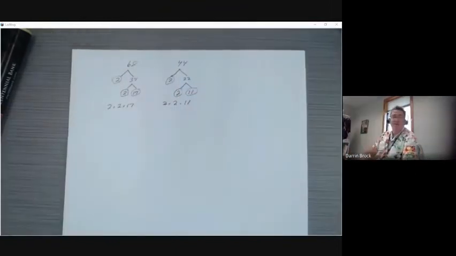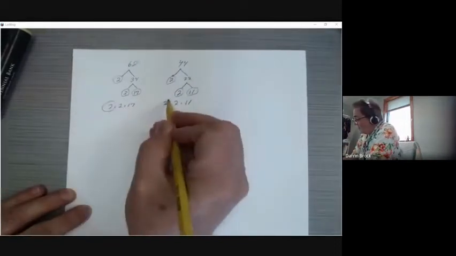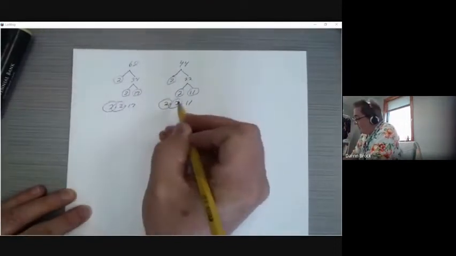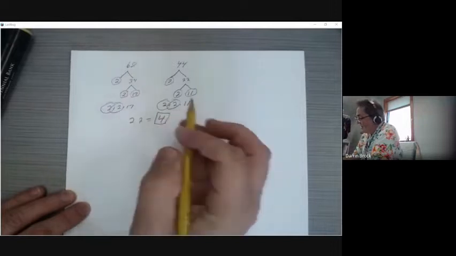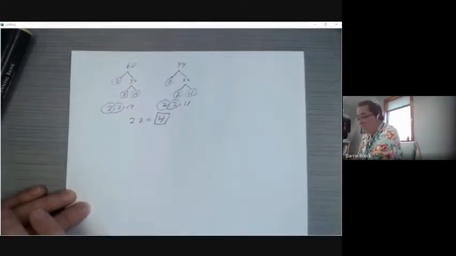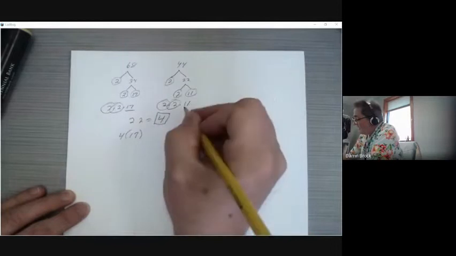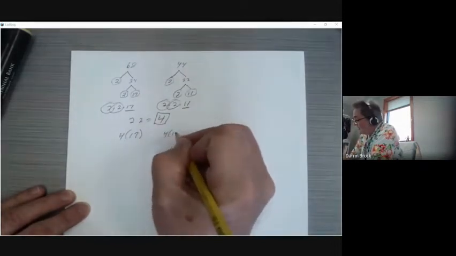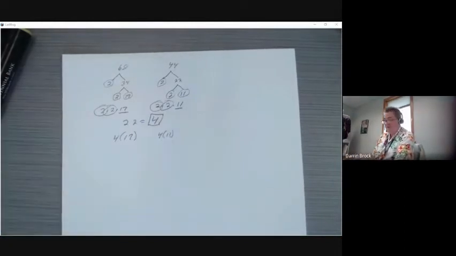If I wanted to know the greatest common factor, what's the biggest number I can pull out of both of these numbers? They both have a 2, and they both have another 2, and that's it. They don't have anything else in common. So 2 times 2, which is 4, is the greatest common factor. I could take a 4 out of both of those numbers. If I factored out a 4, this would be 4 times what's left? 17. And this would be 4 times what's left? 11. 4 times 17 and 4 times 11. I can factor a 4 out of both of those.